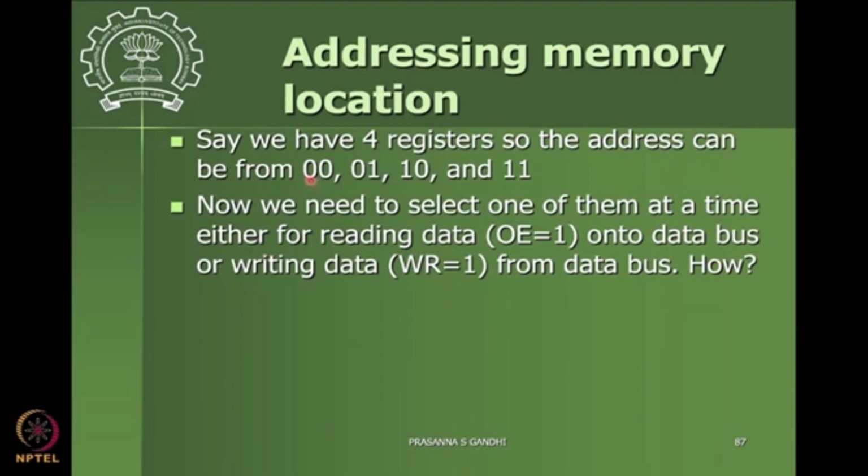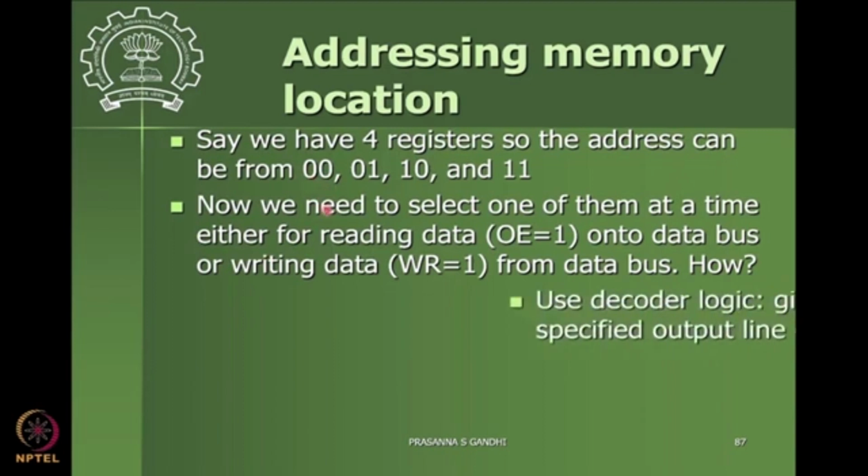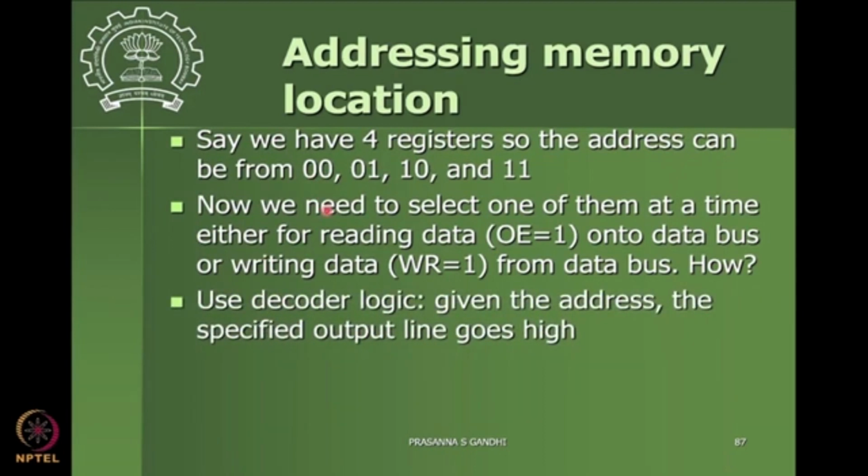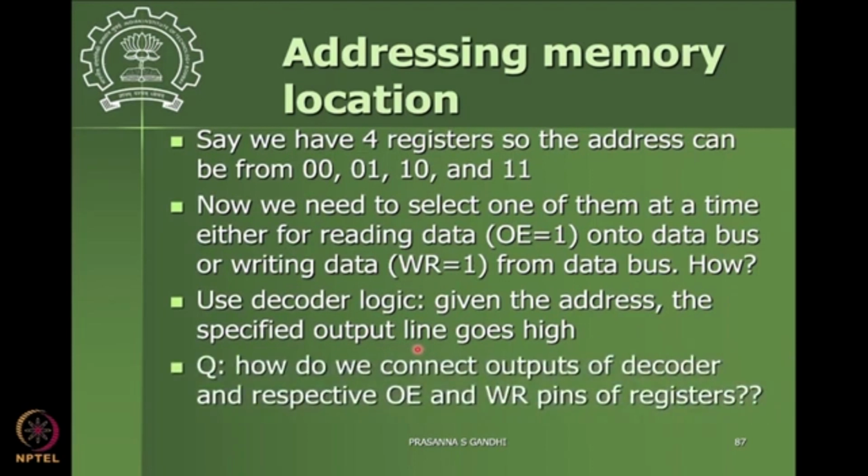If 00 is available, I need to address only the first register. So how do we address the first register? By using logic called decoder logic. Given an address, it makes a particular line go high. The next question is how we connect the output of this.